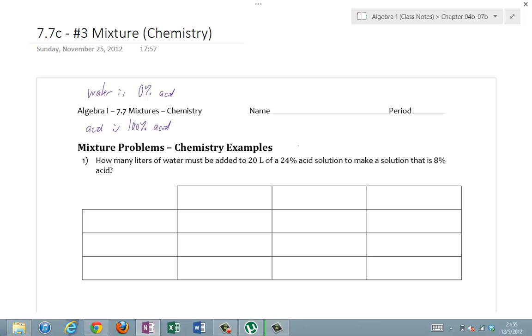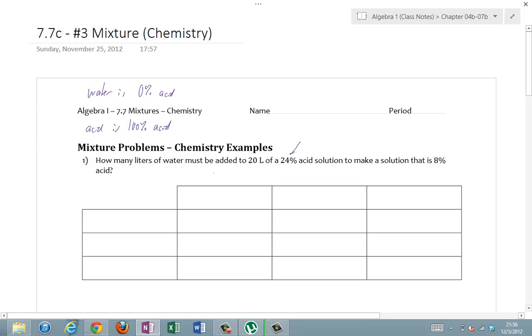So a 24% acid solution, the first one, is actually ridiculously heavy in acid and probably very dangerous. So these are not real examples. These are math examples. Okay, let's move on. You never ever make something more concentrated by adding water. That's dumb. So we'll get to that.